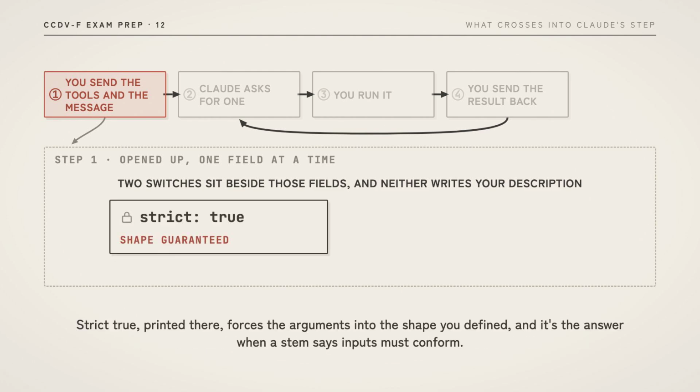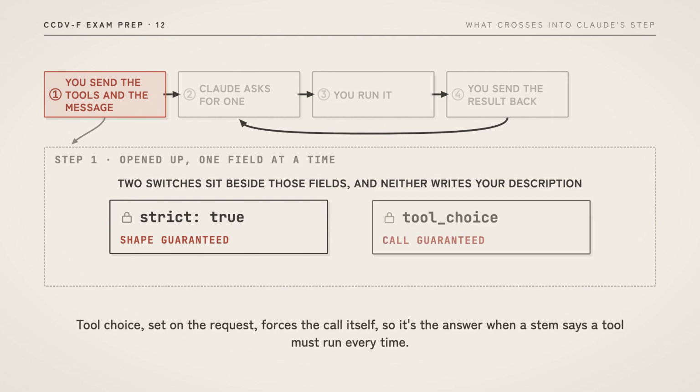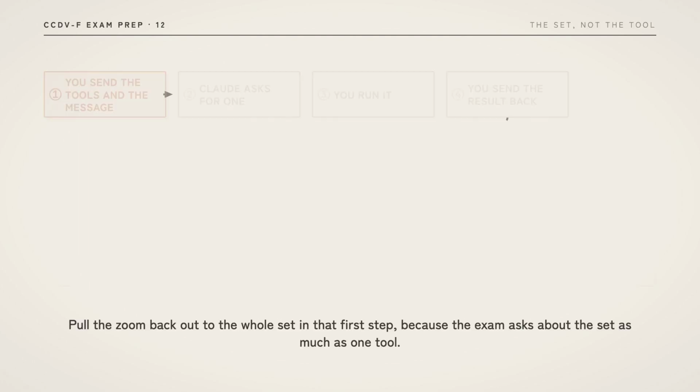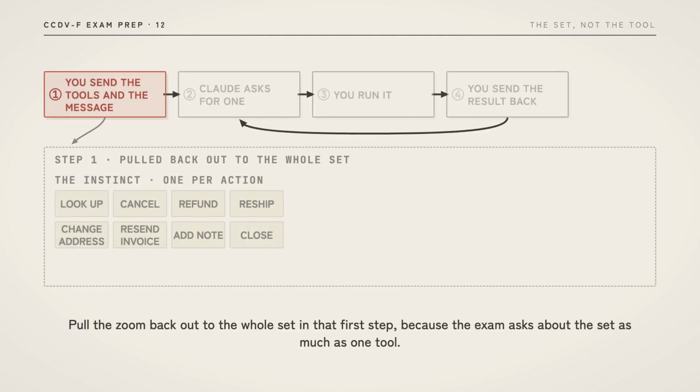Strict true printed there forces the arguments into the shape you define, and it's the answer when a stem says inputs must conform. Tool choice set on the request forces the call itself, so it's the answer when a stem says a tool must run every time. Both guarantee mechanics, neither tells the model what your tool is for or which ticket it belongs on. Pull the zoom back out to the whole set in that first step because the exam asks about the set as much as one tool.